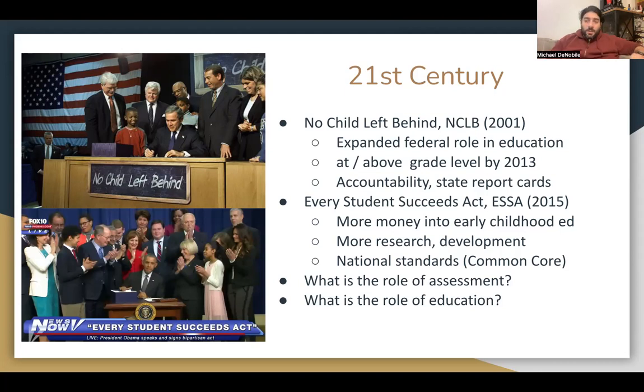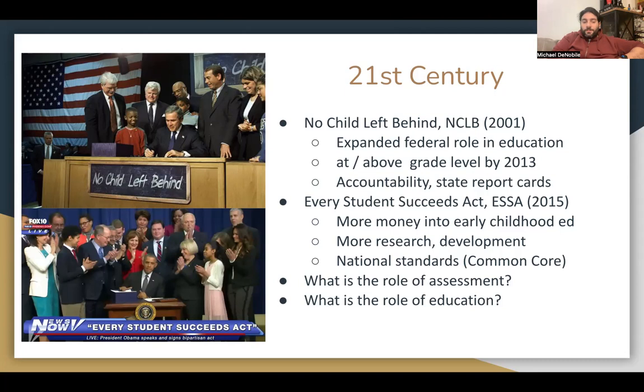We see the accountability movement starts in the 1970s. However, it really takes off during this time. We really see a rise of state report cards. Which states are the best at preparing our students to be competitive globally? 2013 comes and goes. We don't meet the mark. 100% of our students are not at or above grade level.